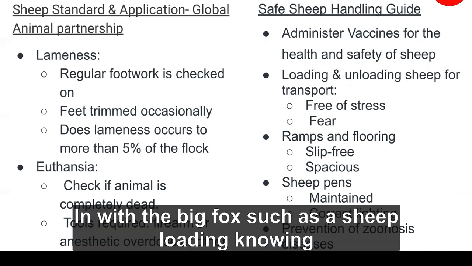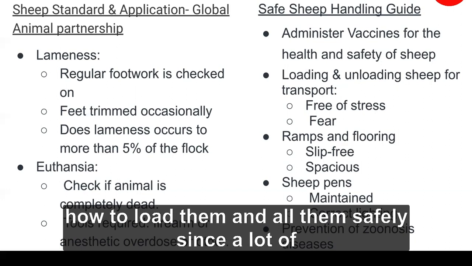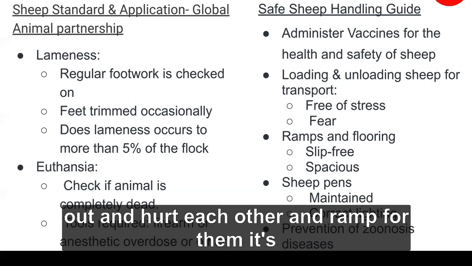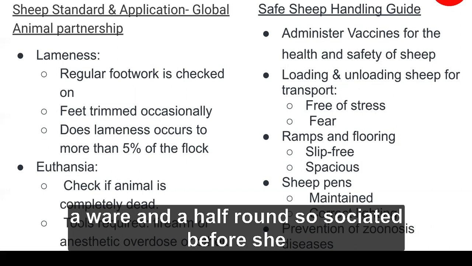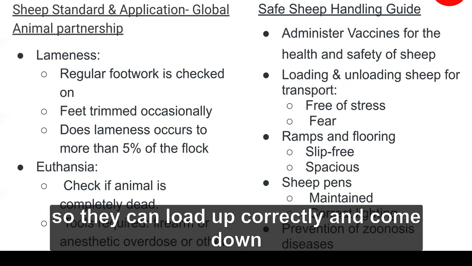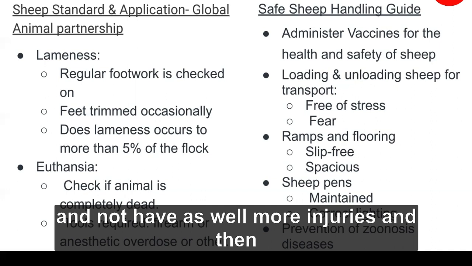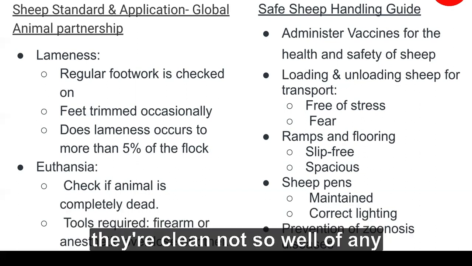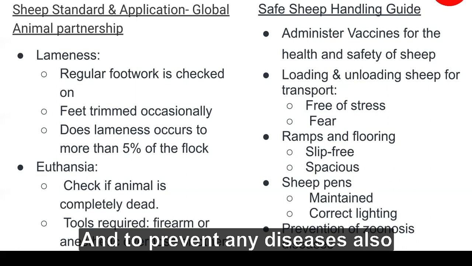Loading: knowing how to load and unload them safely, since a lot of times they can get injured or they can get too stressed out and hurt each other. And ramps for them, it's important to have ramps specified for sheep so they can load up correctly and come down and not have as many injuries. And then having the sheep pens maintained, make sure that they're clean, not full of any debris, and to prevent any diseases also.